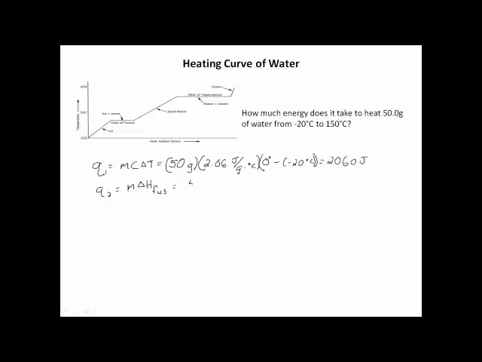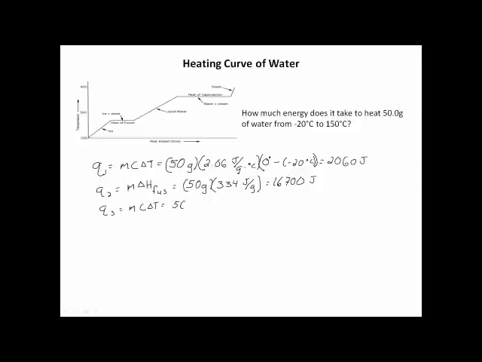Q2 is going to equal our M ΔH of fusion. So we've got 50 grams again. So the mass is always 50 grams, right? We're not changing the amount of stuff. We just have to calculate each different section, and that's 334 joules per gram. All right, plug those numbers in, we get 16,700 joules.